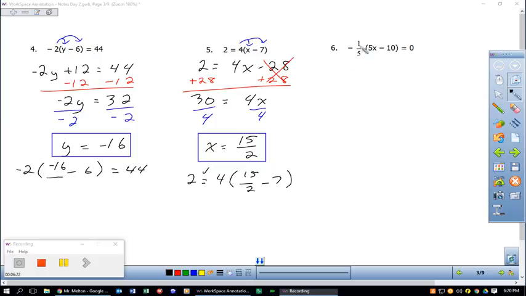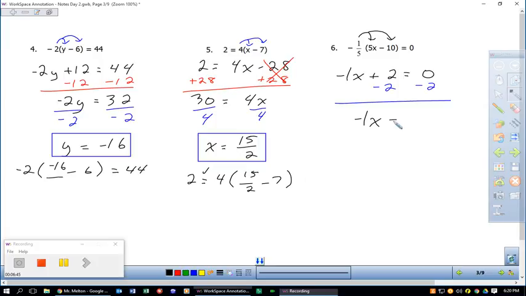Okay, number 6, distribute the negative 1/5. Okay, that's going to be 1/5 times 5 is 1, so that's negative 1x. That's going to be plus 2 equals 0. Subtracting 2 from both sides.